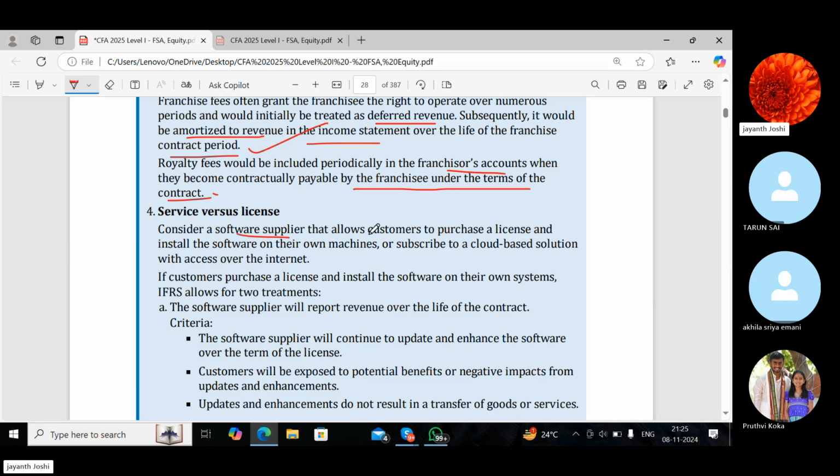So there is a software supplier that allows customers to purchase a license. That means you take a license immediately and install the software on your own machines, or subscribe to a cloud-based solution with access over the internet. So there is one thing, they are giving you a license to install a software, or they are giving you a service, asking you to subscribe to a cloud-based solution with the help of the internet.